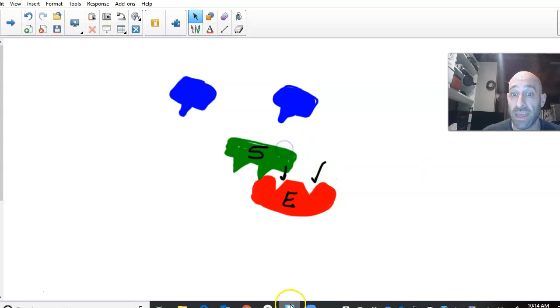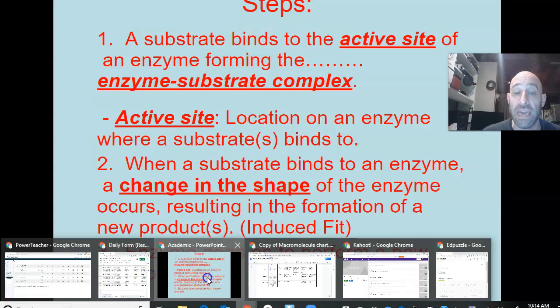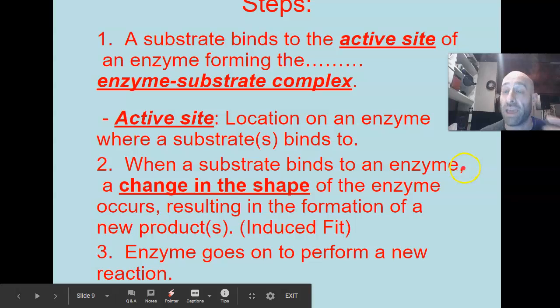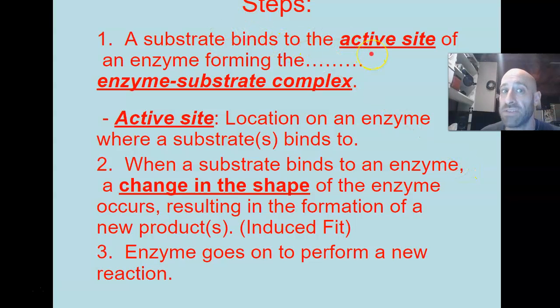So if we're going to my lock and key scenario, it would be the place where the key goes into the lock. So the substrate bonds to the active site of an enzyme, forming something called the enzyme substrate complex. And that's just a fancy way of saying that the enzyme has attached to the substrate. And where it does that it's called its active site. So that's just the location where the enzyme and the substrate attach. So it's the part on the enzyme where the substrate can attach to.